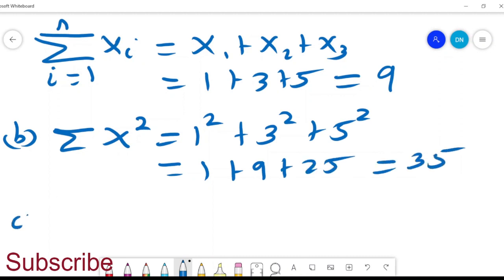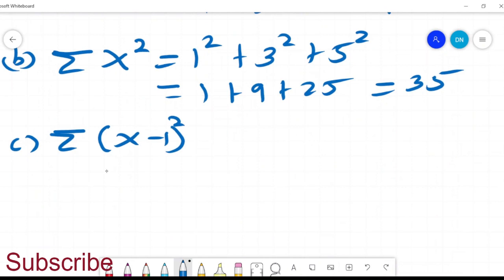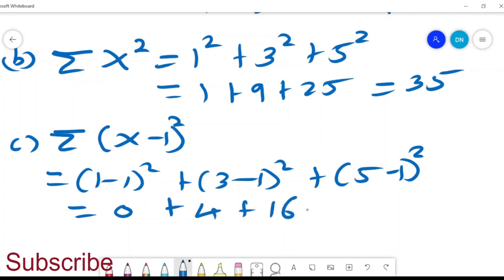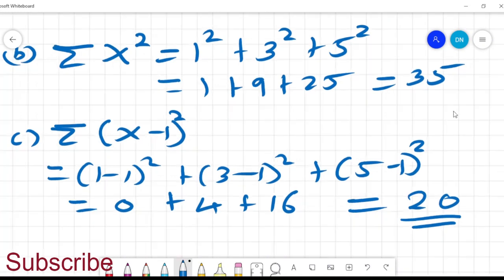We could also say, let's get the summation of (x minus 1) squared. Do we square x and then we subtract 1? No. For each value of x, we reduce it by 1. So it will be (1 minus 1) squared plus (3 minus 1) squared plus (5 minus 1) squared. And this is 0 plus 2 squared, which is 4, plus 4 squared, which is 16, and the value will be 20. So you have to look keenly at what is expressed.